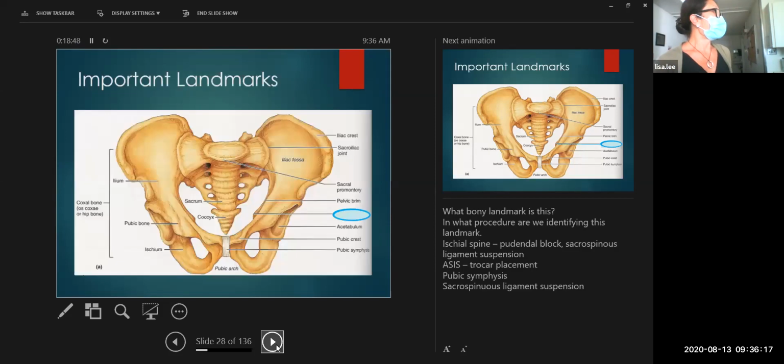Okay. Important landmarks. So we can talk about this. I have covered something up there with the blue, pointing to that little bony prominence. Does anybody know what that bony prominence is and what that landmark is? Yeah, exactly. And clinically, you guys probably don't do this, but there is a procedure where that's important. What obstetric procedure is that?